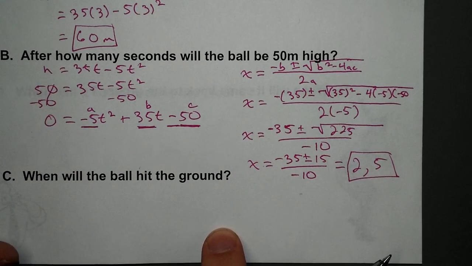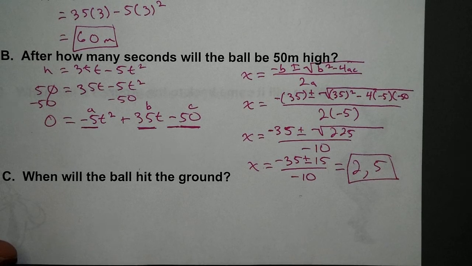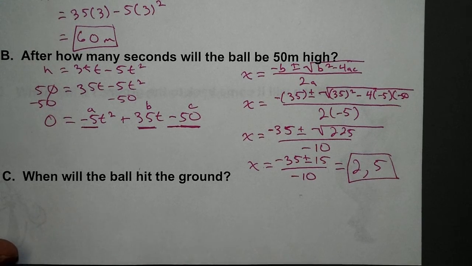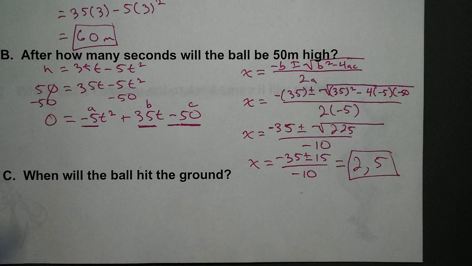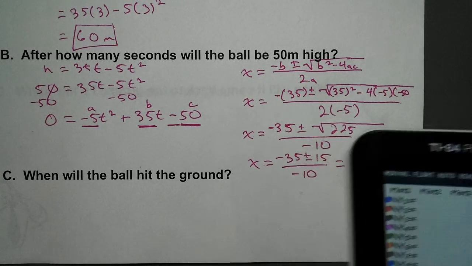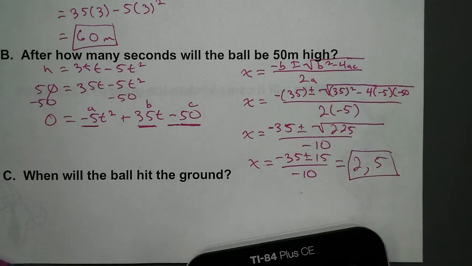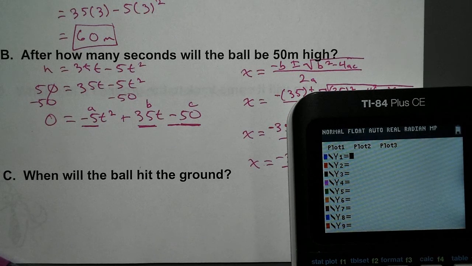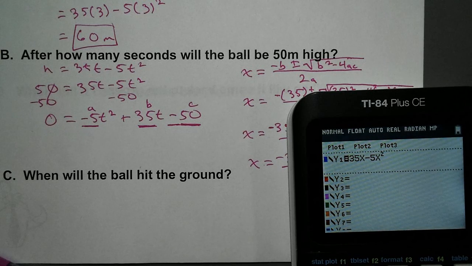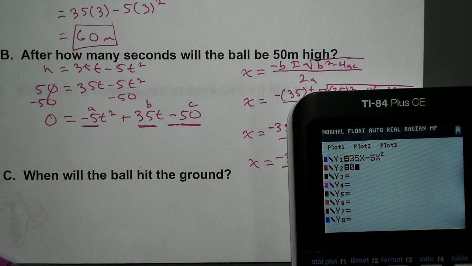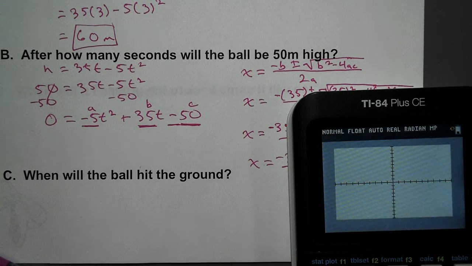When will the ball hit the ground? Well, the ball is going to hit the ground when the y value is 0, right? When the height is 0. So now we can go to y equals. We can type in our quadratic, which is just 35x minus 5x squared. And then to get our 0 line, type in 0 for the next one. Hit graph. And we see it's going to cross about right there.